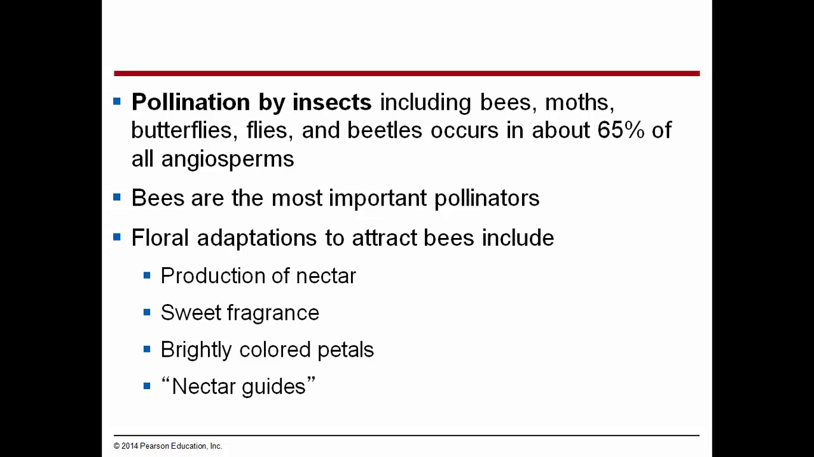Pollination by insects includes bees, moths, butterflies, flies, and beetles, and occurs in about 65% of all angiosperms. Bees are the most important pollinators, especially for human agriculture. Bees are critical to human agriculture. Basically, all of the fruits and vegetables that we're familiar with are pollinated by bees. Floral adaptations to attract bees include production of nectar, sweet fragrance, brightly colored flower petals, and nectar guides. Nectar guides are like pathways into the flower.